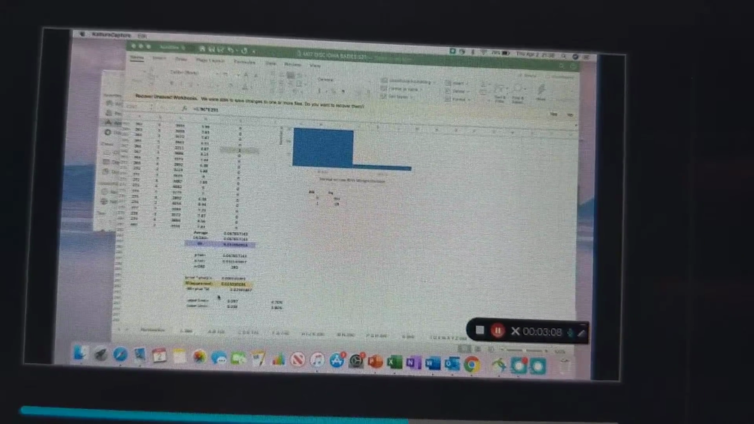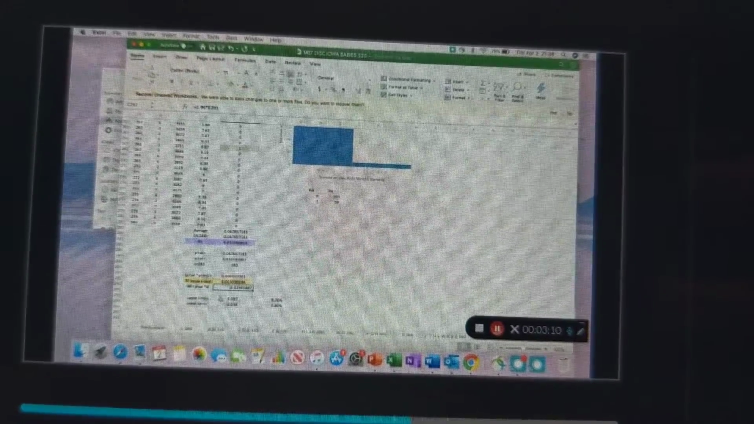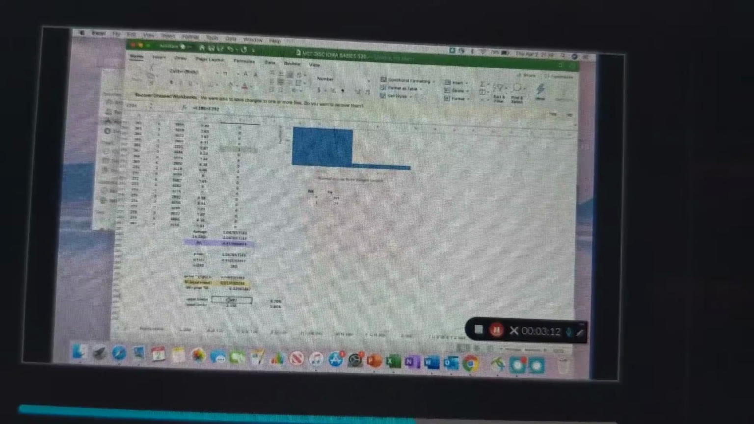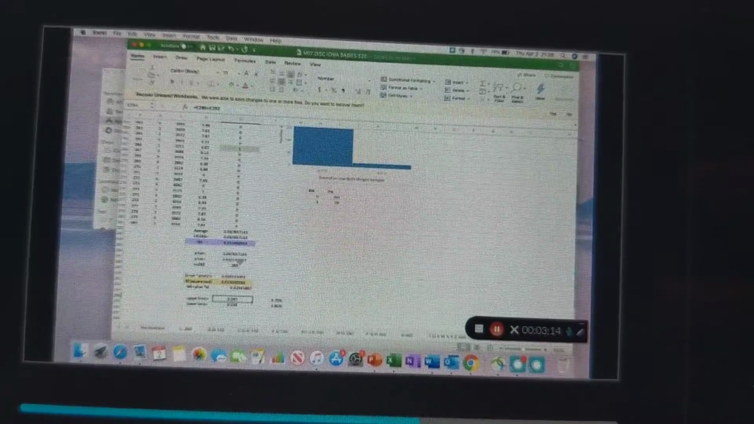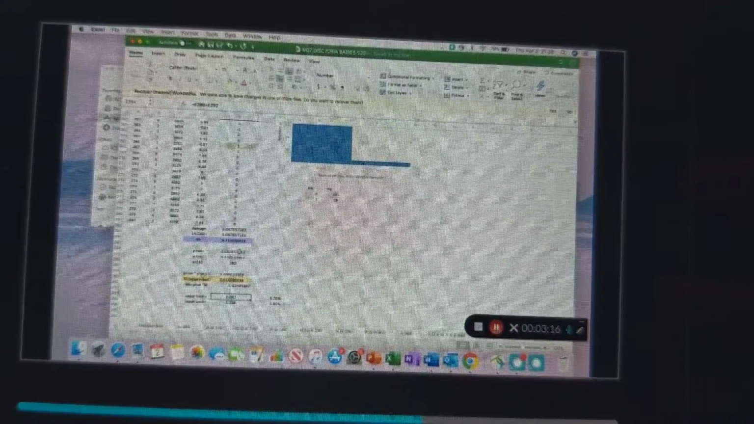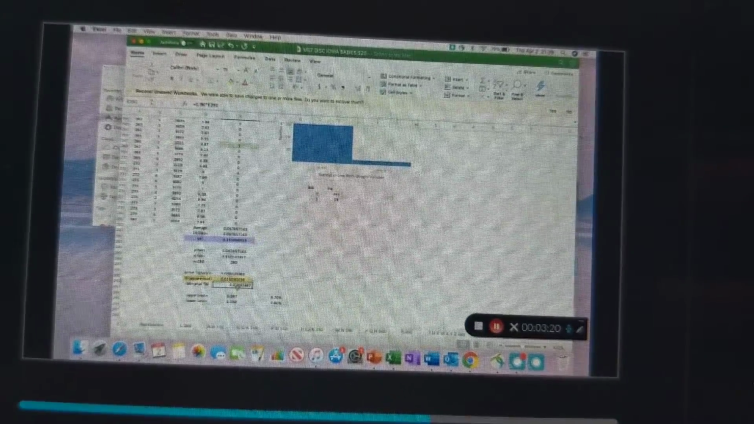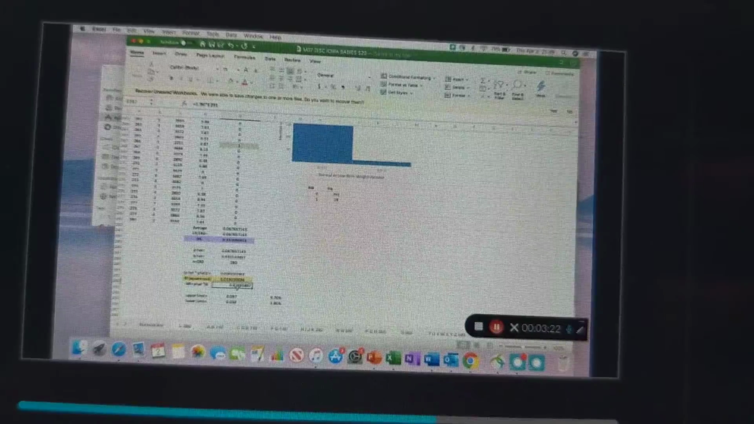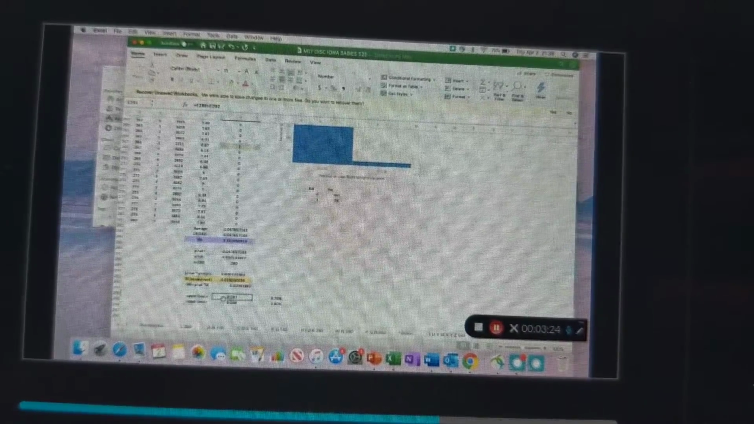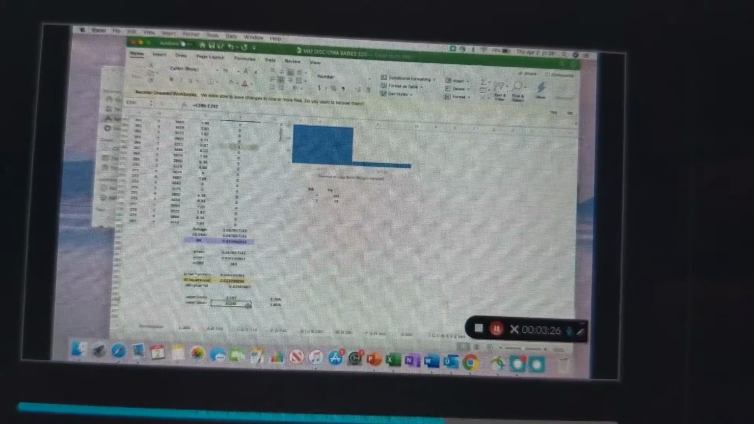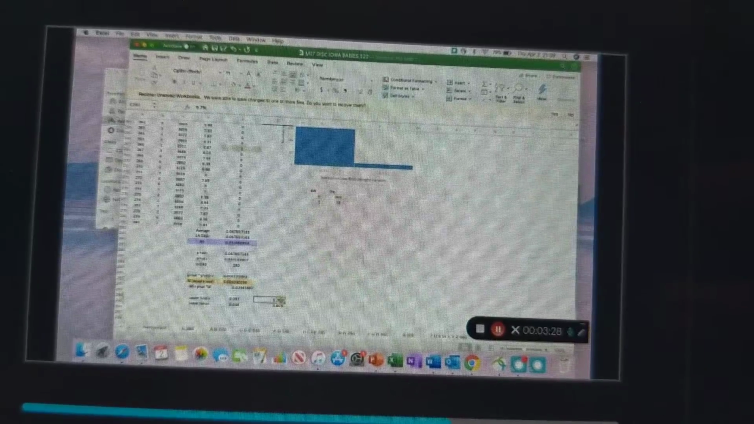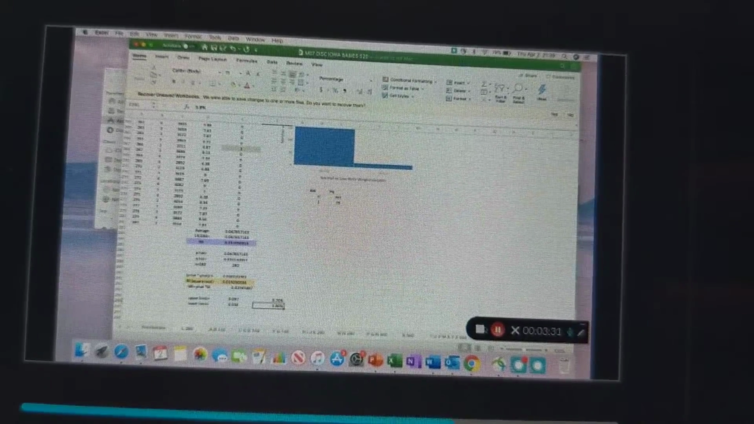From there, I went ahead and calculated the upper and lower limits. That was just taking my p-hat and then adding or subtracting this margin of error right here. As you can see, I got 0.097 and 0.038, which correspond to these percents here.